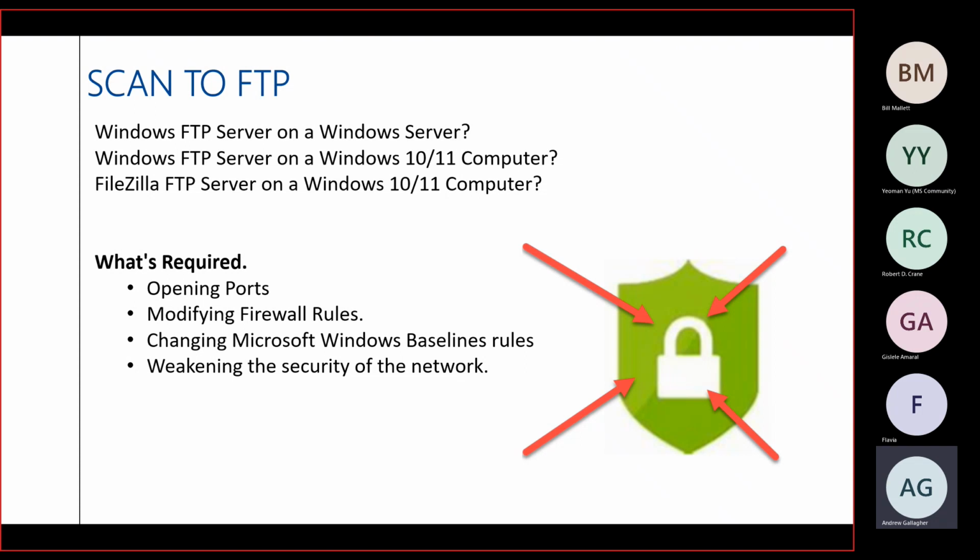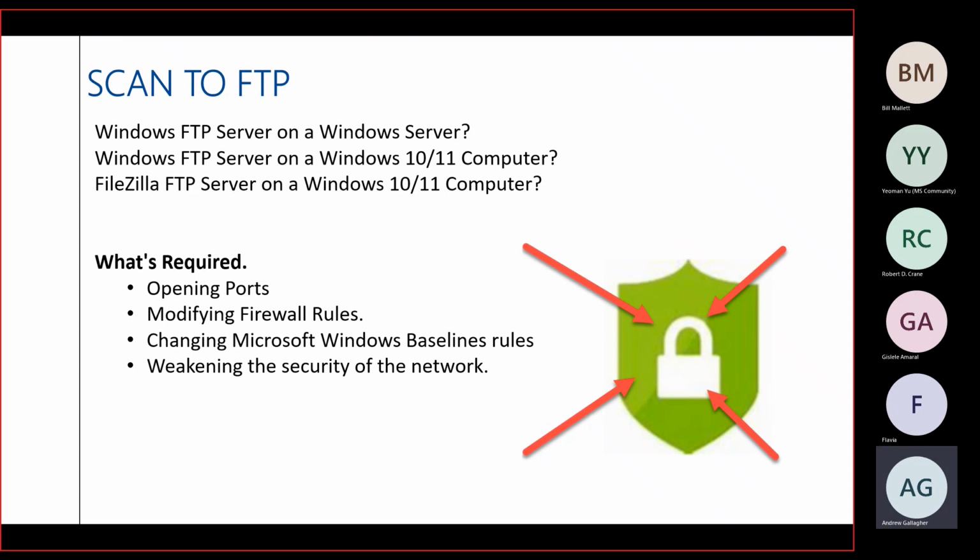So then do I then open and install FTP server on the Windows 10 or Windows 11 client, or do I go off and I get a third-party app such as FileZilla FTP, which a lot of people mentioned on the web? But once again, I then had to try and put holes in my security by opening up ports, modifying firewalls, and changing my Windows baselines to allow for these documents to be scanned in through the FTP.